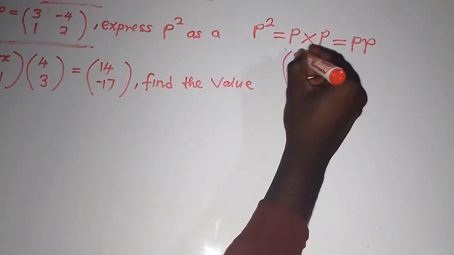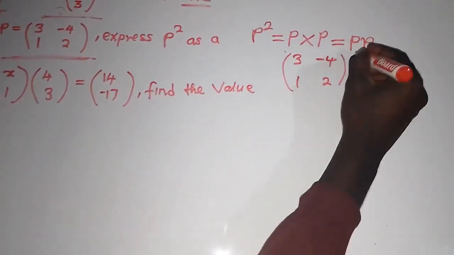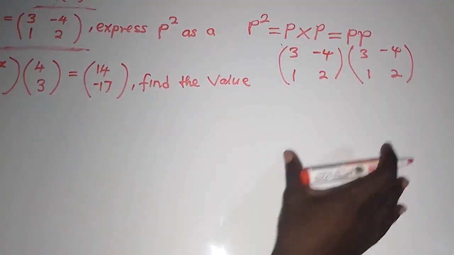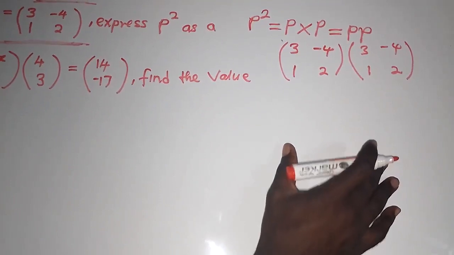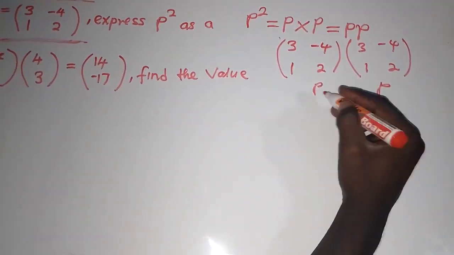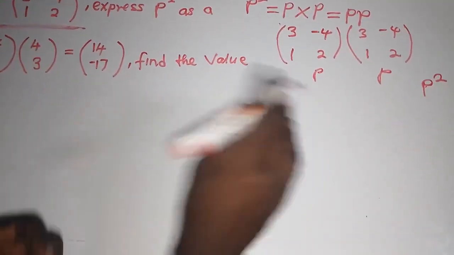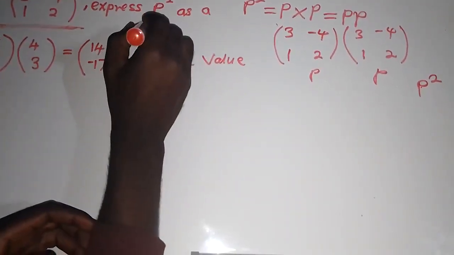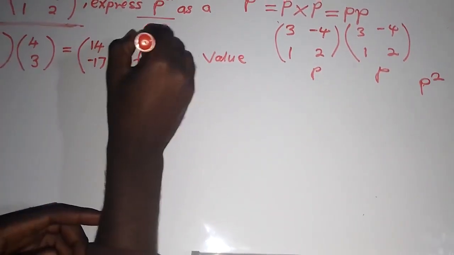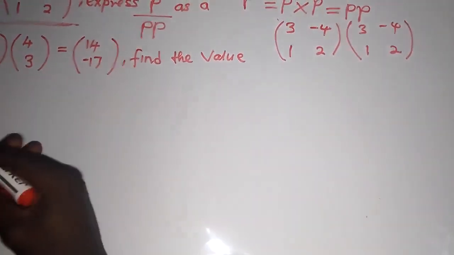What is your P? Your P is this one: 3, 1, -4, 2. Then we are told to express this. This is P and this is P. So P times P is P squared. That's the same as express P squared as a single matrix. Another term they can use is express P as a single matrix. So P and P squared is just one and the same. Let's not be confused.